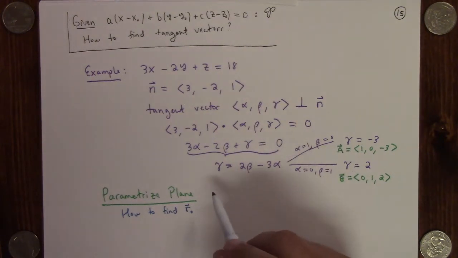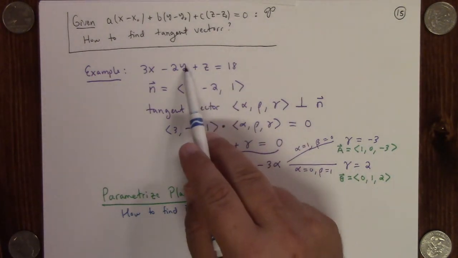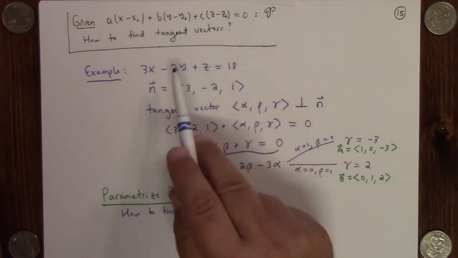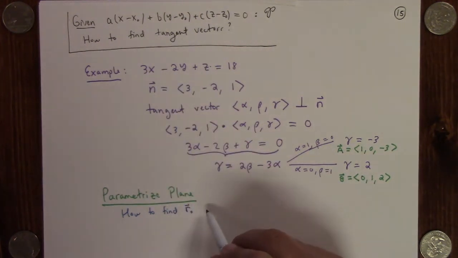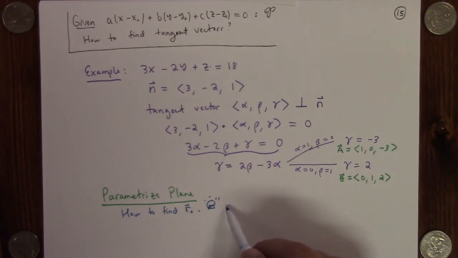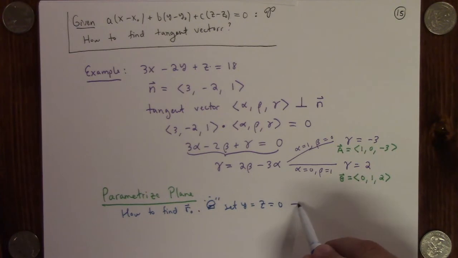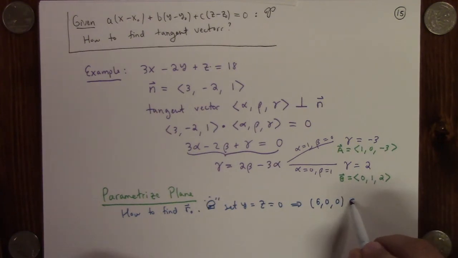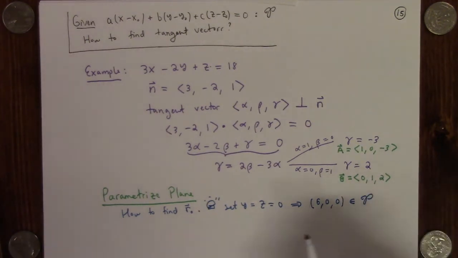So what I usually do is something lazy. I just say, okay, suppose y and z are both 0. If y and z are both 0, I get 3x equals 18, which tells me that x equals 6. So basically just set y equals z equals 0. That implies that (6, 0, 0) is a point on the plane. So therefore, we have everything we need.